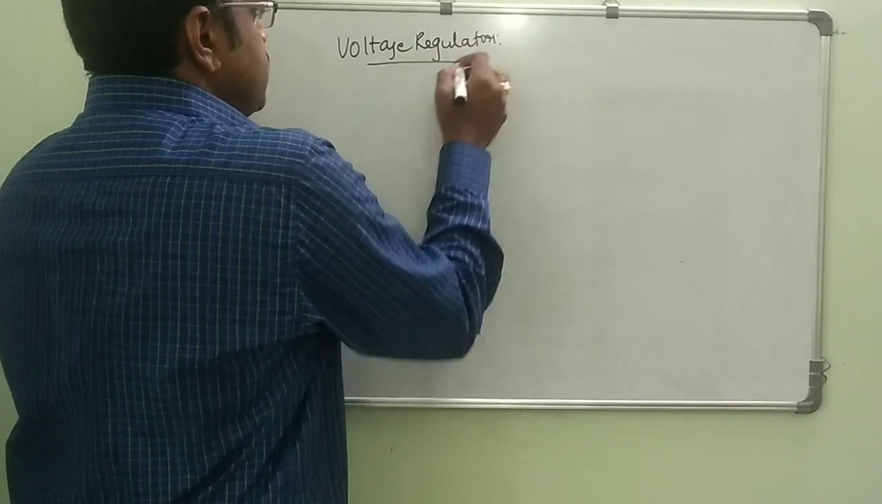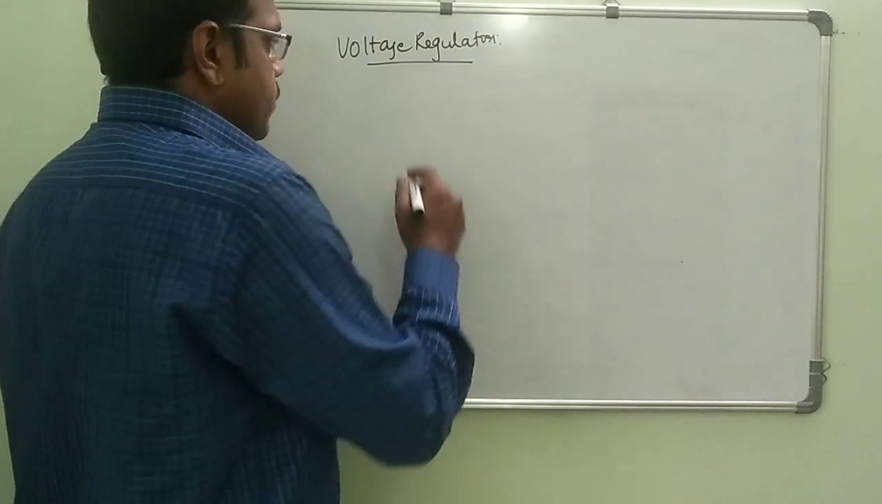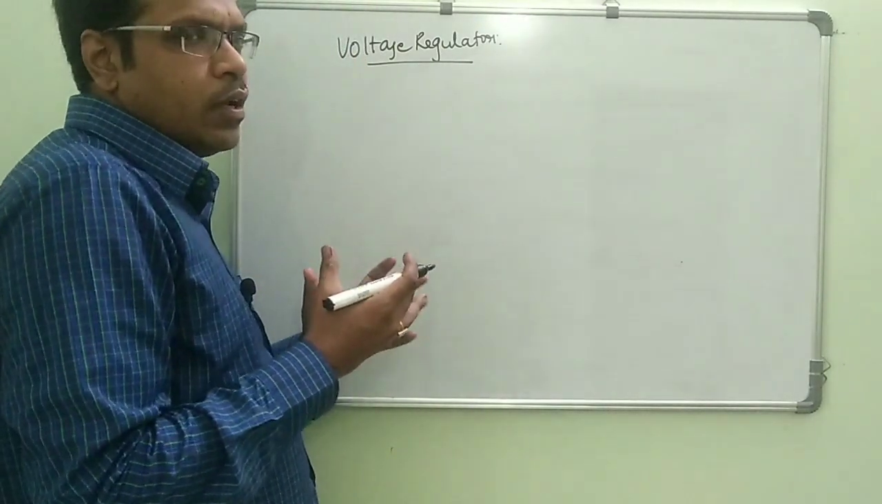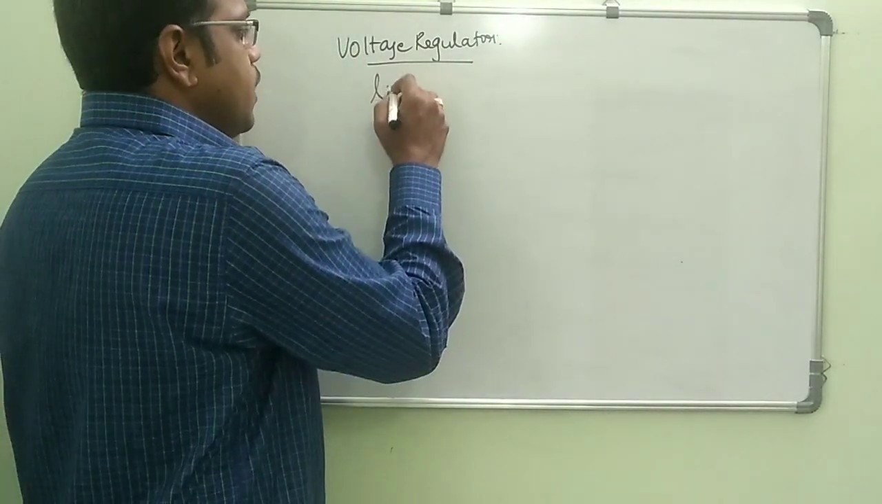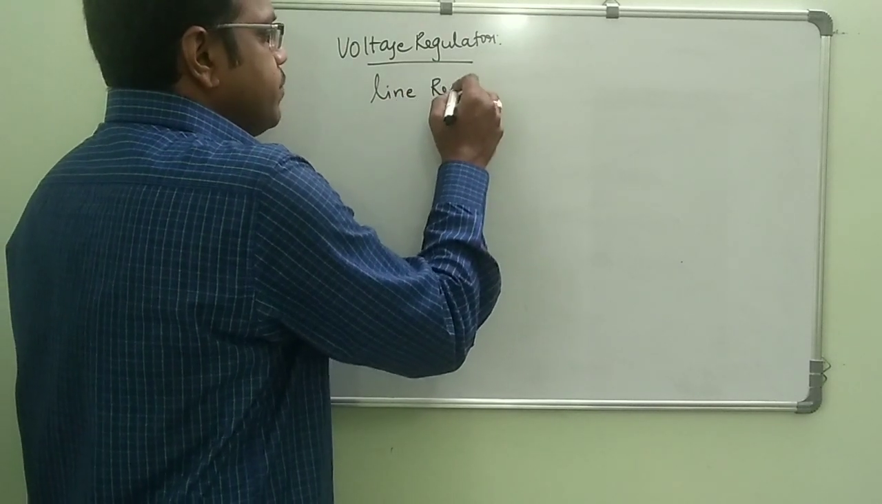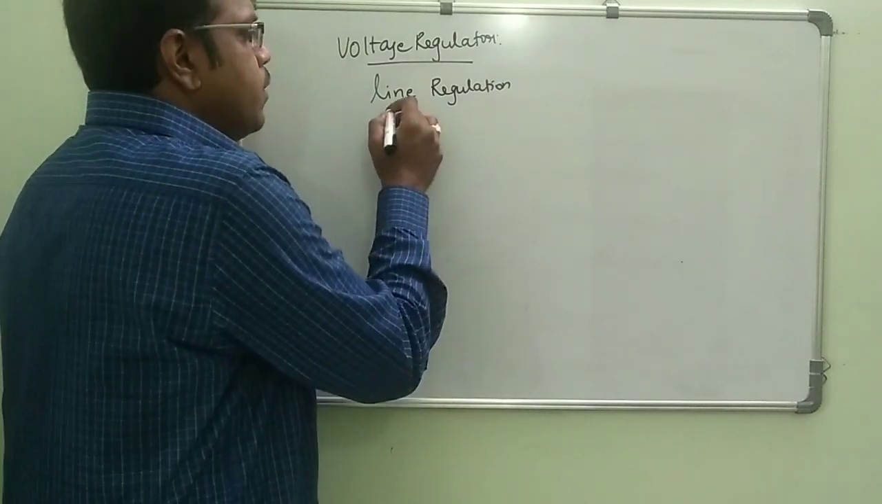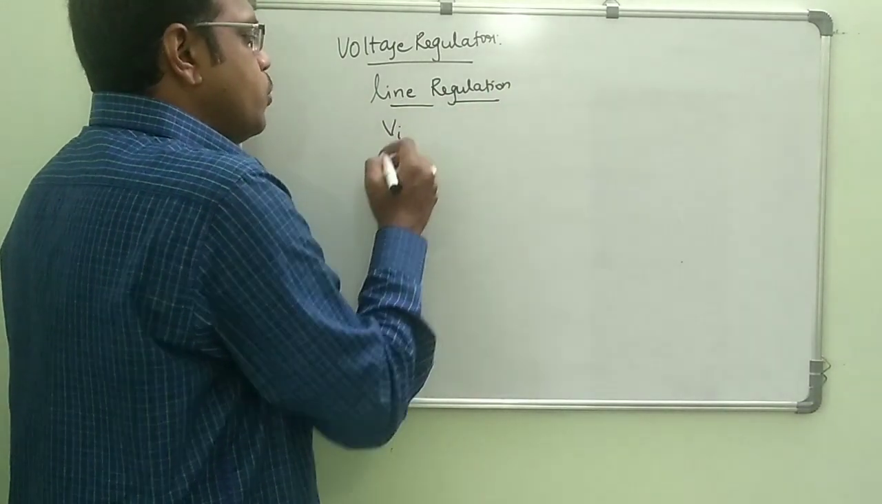Especially for problem-solving purposes, this topic is very important. So for the voltage regulator, there are two types of regulation we can get. One is line regulation. What is line regulation? Input voltage.